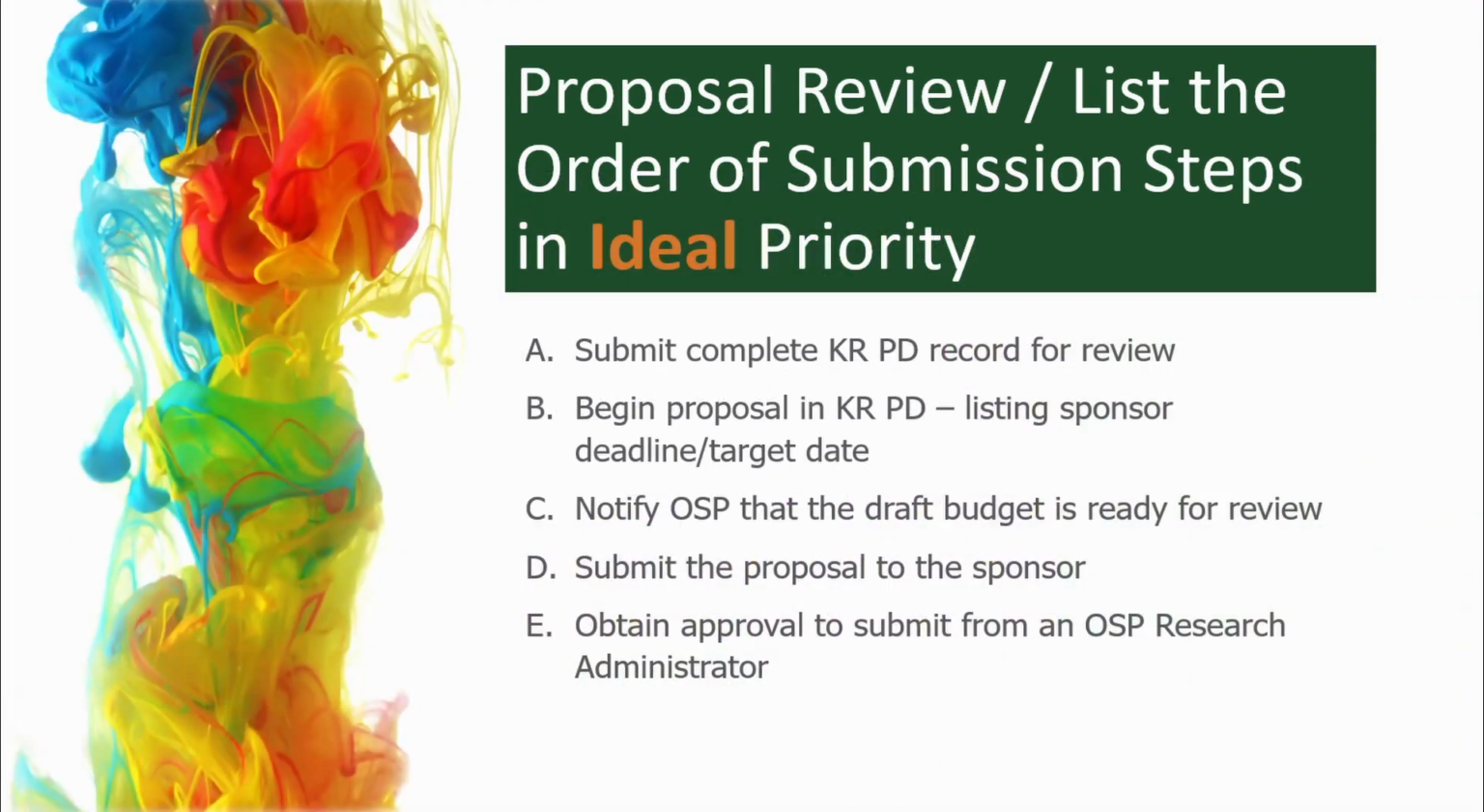Now first we're going to start with Begin Proposal in KRPD, Quality Research Proposal Development. That's our first step. Next we go to item C, Notify OSP that a draft budget is ready for review in Quality. Next is going to be step A, Submit complete KRPD record for review. Remember to hit that button and notify your OSP team it's ready. Next is item E, we obtain approval to submit from OSP research administrators.